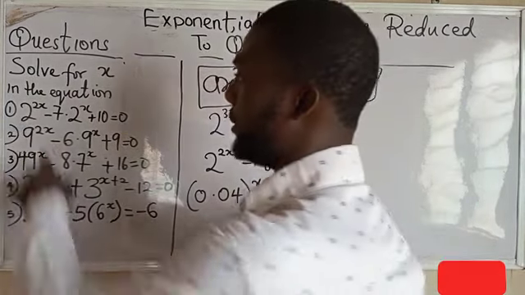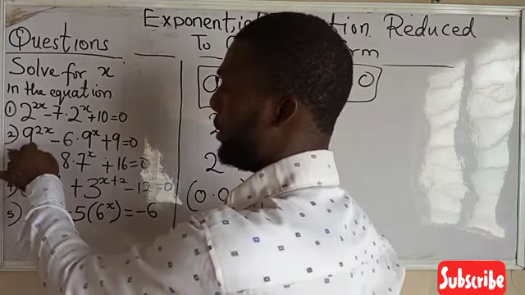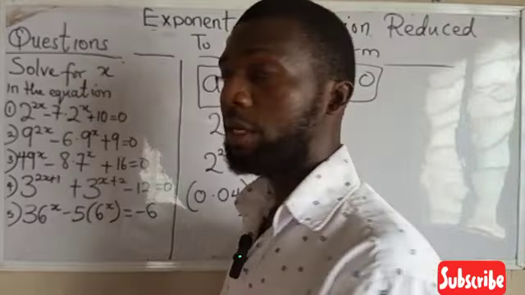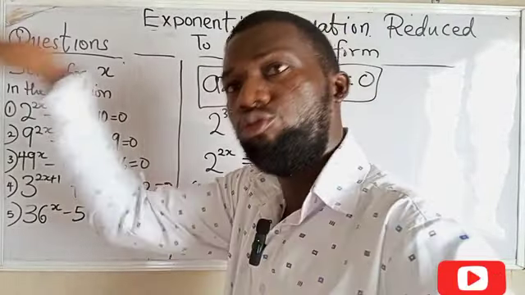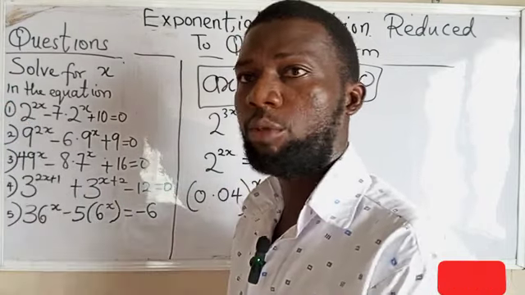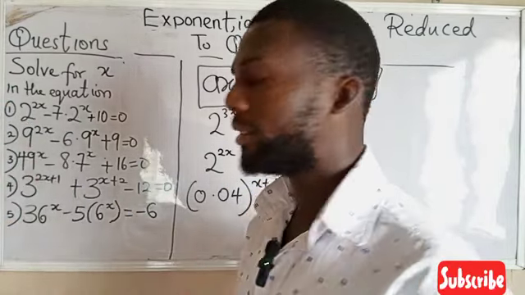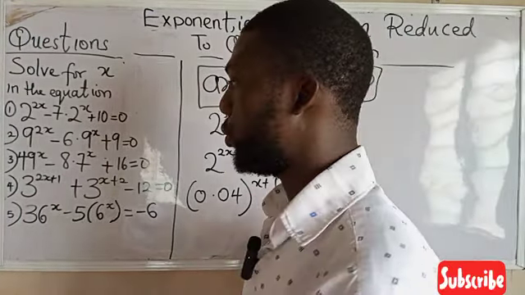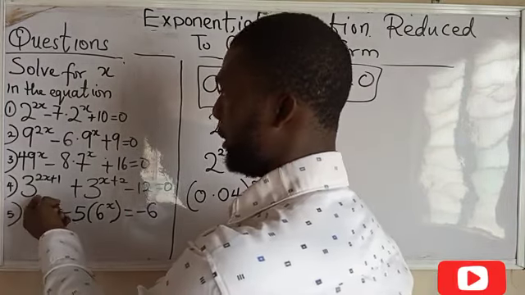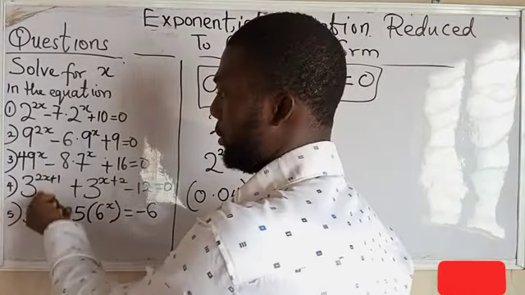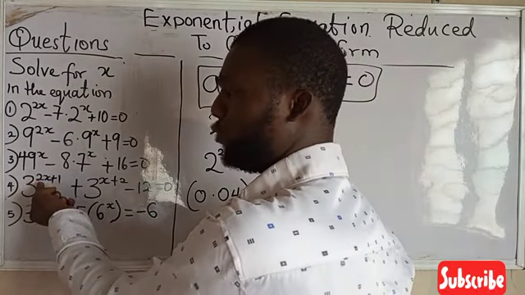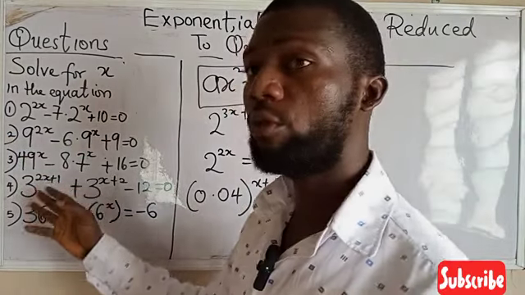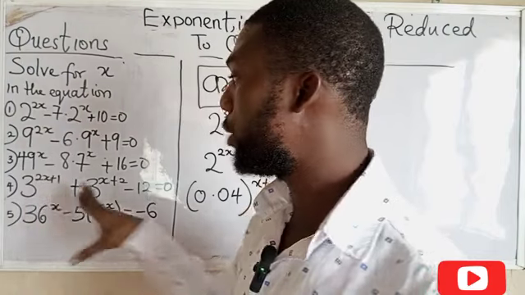Or you may find the first term in this format, like 2 raised to power 2x, 9 raised to power 2x. Whenever you find the first term raised to power 2x or something, but raised to power 2, it's also a sign that this is an exponential equation that can be reduced to a quadratic equation. As you can see, this one has been broken down for us: 3 raised to power 2x plus 1. So for me to see 3 raised to power 2 something is also a sign that this is an example of an exponential equation reduced to a quadratic equation.